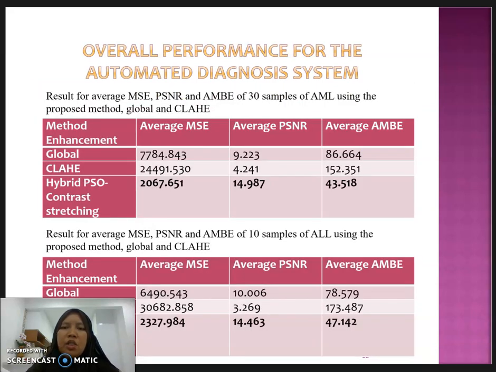Because the images that we showed just now are only 4 out of the 40 samples, this is the average MSE, PSNR, and AMBE for all samples: 40 samples, 30 from AML and 10 from ALL. So we can see here that our technique, our method, outperforms the standard enhancement methods.